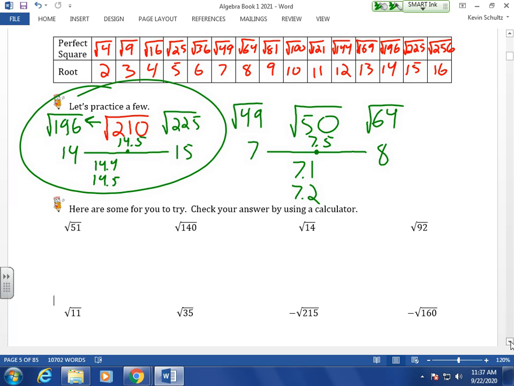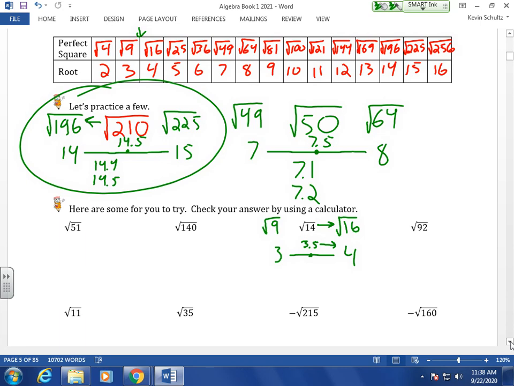Root 14. Root 14, the next smallest perfect square and the next largest perfect square. We look at our table up above. 14 is going to be in between 9 and 16, so 9 and 16, which gives us a value between 3 and 4. Right in the middle is 3.5. But is 14 closer to 9 or closer to 16? 16. So it's going to be on the right side or greater than 3.5.